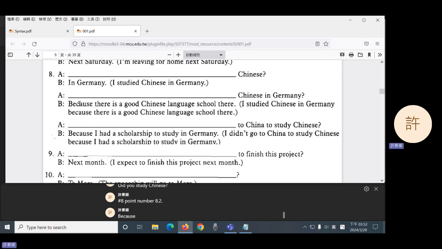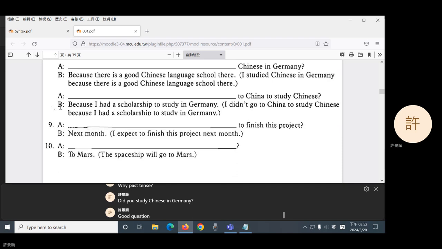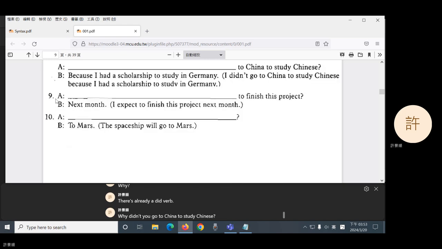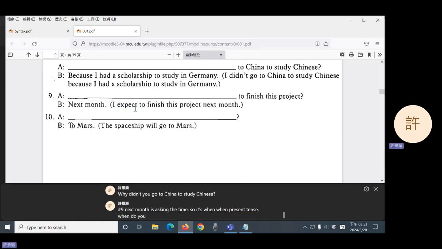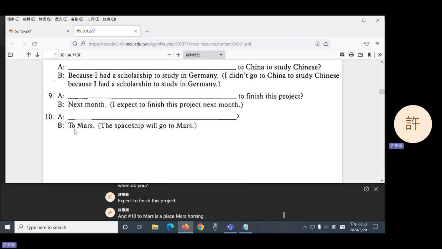Number 8.2, because, so it's a why. Why, past tense, did you study Chinese in Germany? Good question. And 8.3, because, so it's a why. Why, there's already a did verb. Why didn't you go to China to study Chinese? Number nine, next month is asking the time, so it's when. When, present tense, when do you expect to finish this project? And number 10, to Mars is a place, Mars, 火星. So where will the spaceship go?